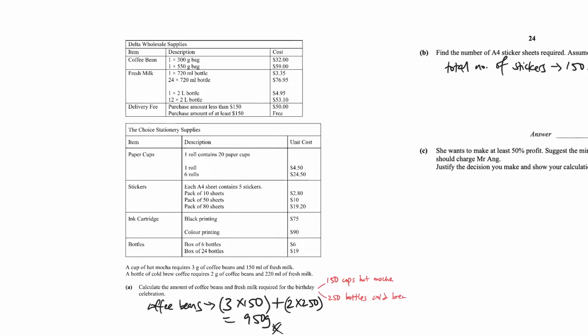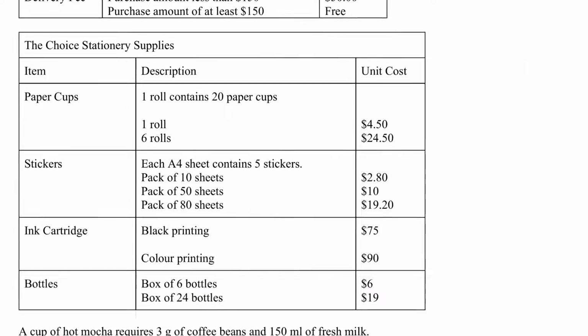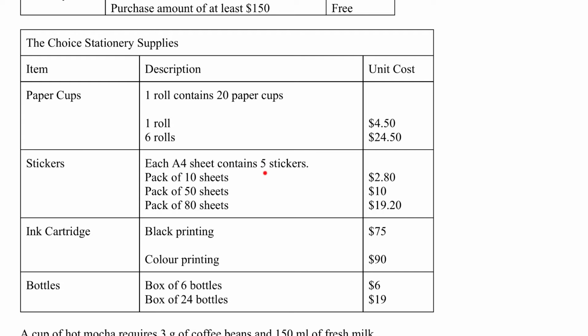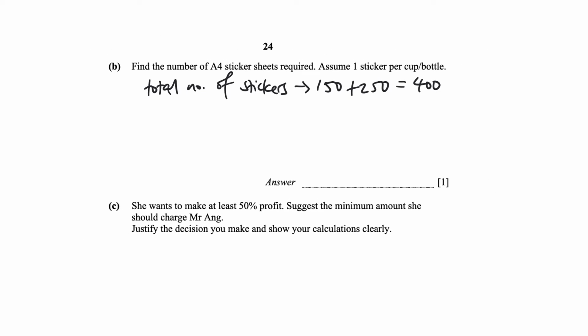Do I have anything about stickers here? Each A4 sheet contains 5 stickers. I have 400 stickers, so the number of A4 sheets would therefore be 400 divided by 5, since each sheet has 5 stickers. And then we get 80.